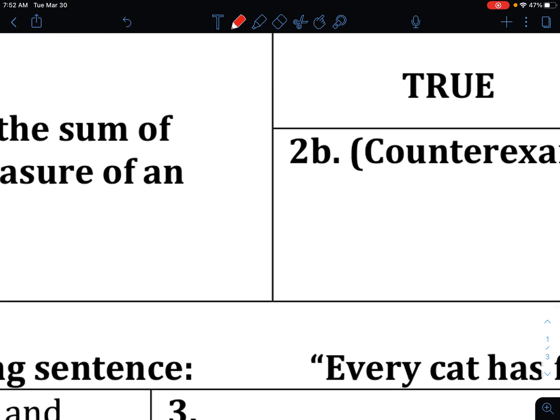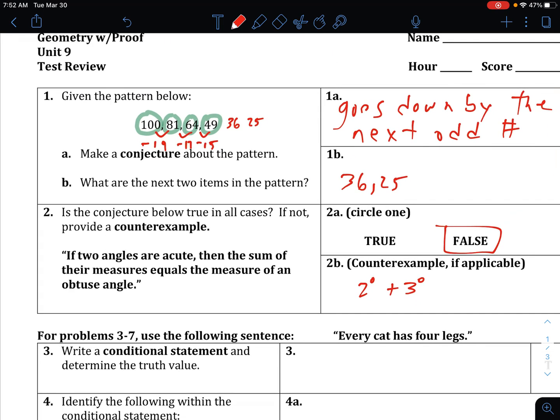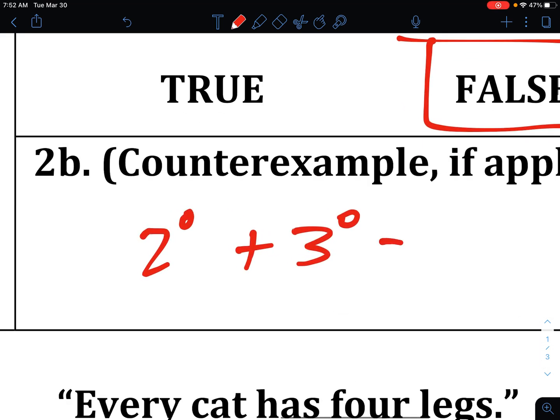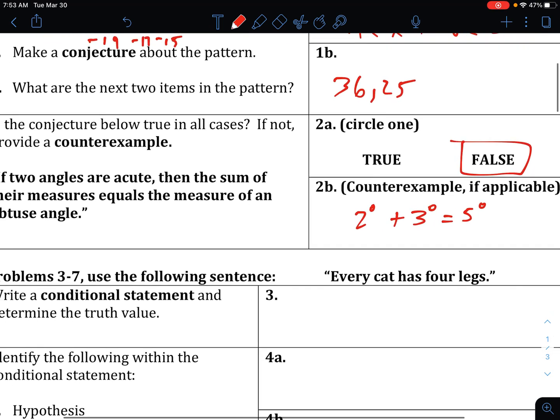Well, I want to take two acute angles. 2 degrees and 3 degrees. And this could be any two angles. But it says the sum is going to equal the measure of an obtuse angle. So I would say 2 plus 3 is 5 degrees. Is 5 degrees an obtuse angle? Absolutely not. That's my counterexample. There are many of them you can grab. All you need is something to prove it false, not another if-then statement and stuff like that. You just need to show the example.